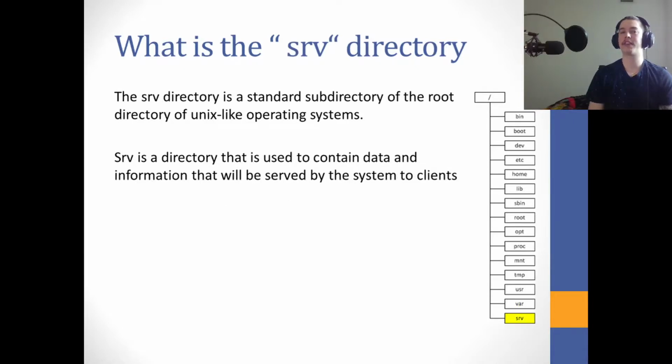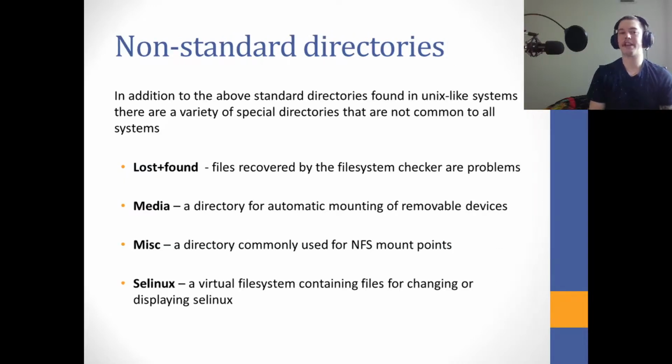srv is a directory that is used to contain data and information that will be served by your system to clients. And now let's talk about non-standard directories. We have a lost+found directory, we have media, misc, we have selinux.